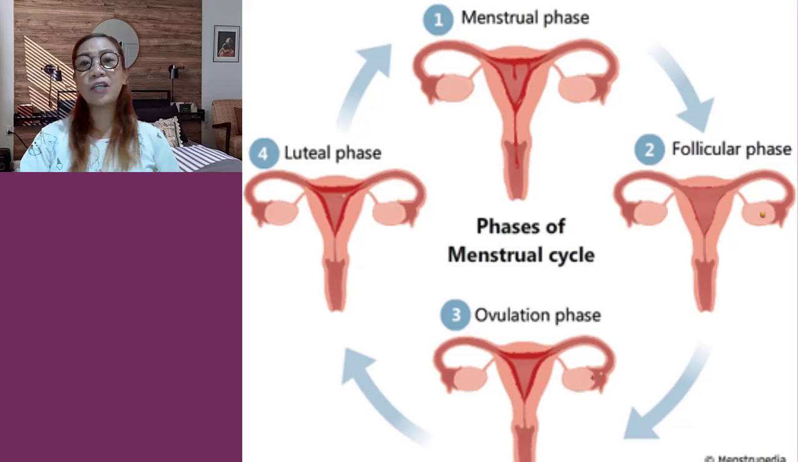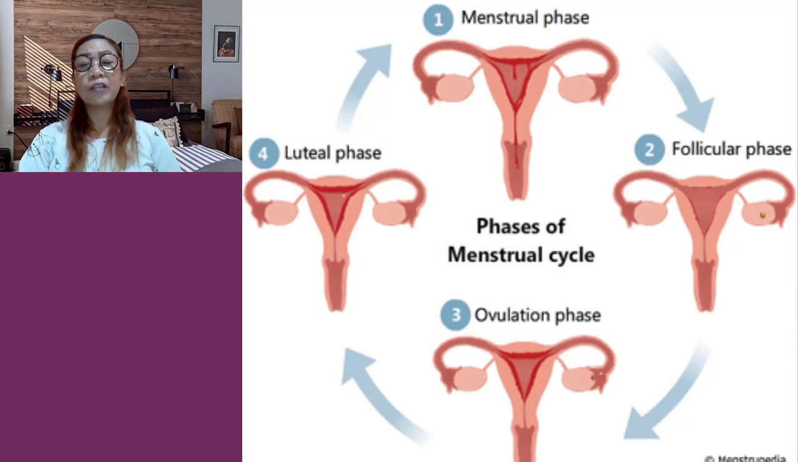As the follicular phase progresses, one follicle in one ovary becomes dominant and continues to mature, and this dominant follicle suppresses all of the other follicles in the group. As a result, they stop growing and die. The dominant follicle continues to produce estrogen.